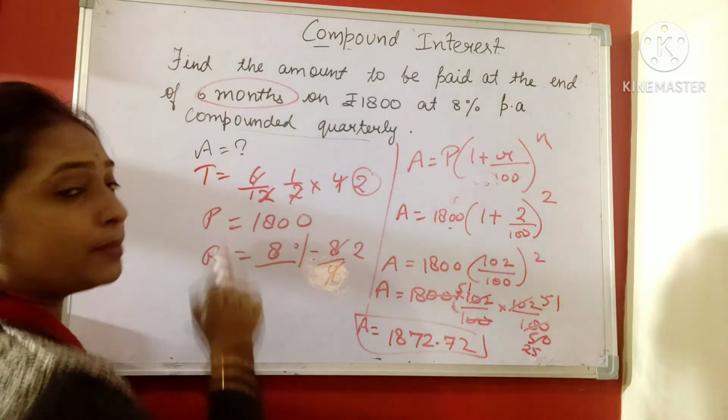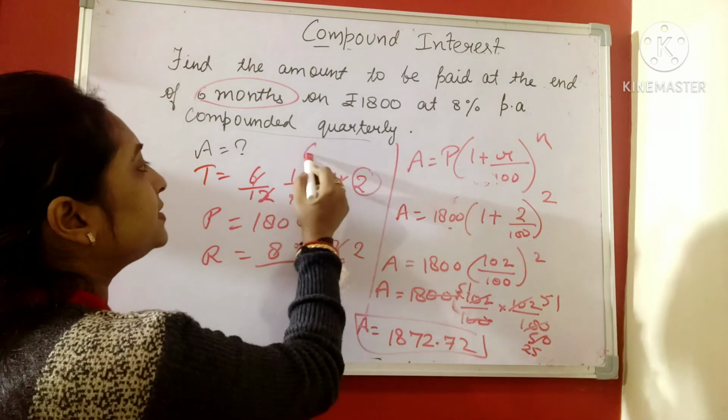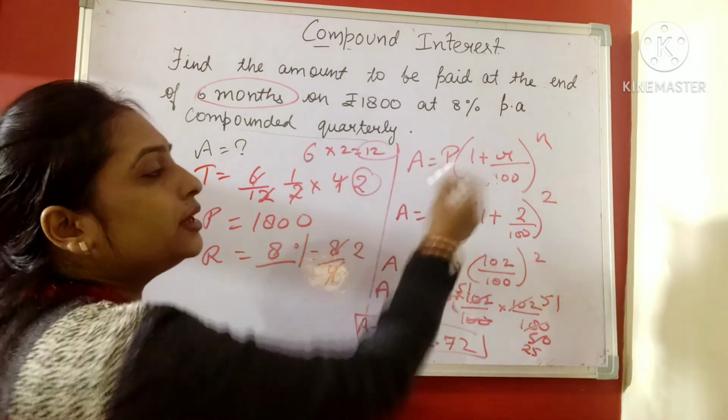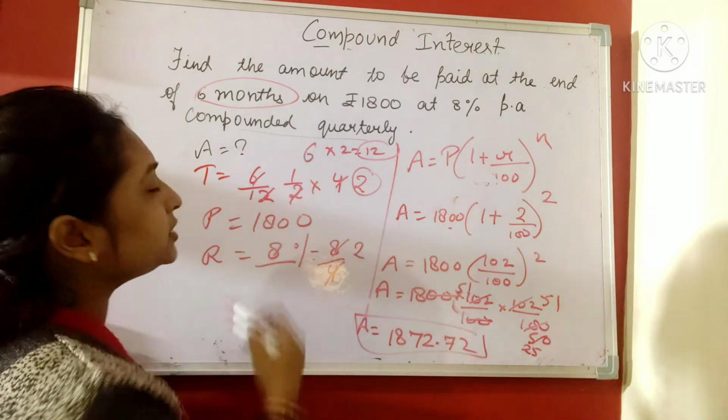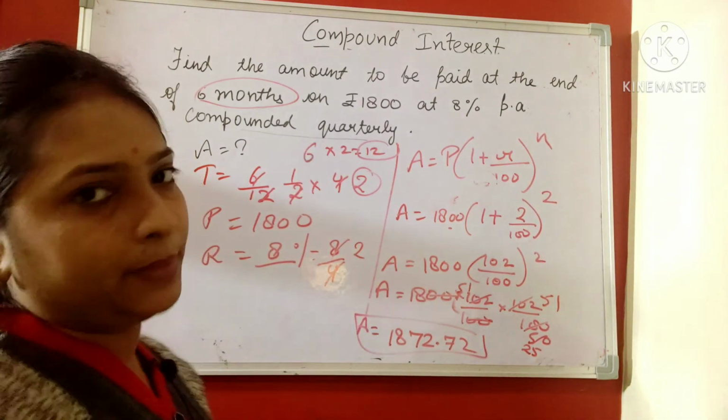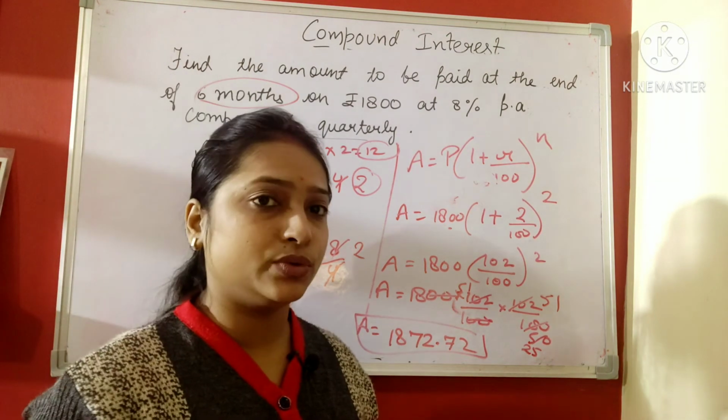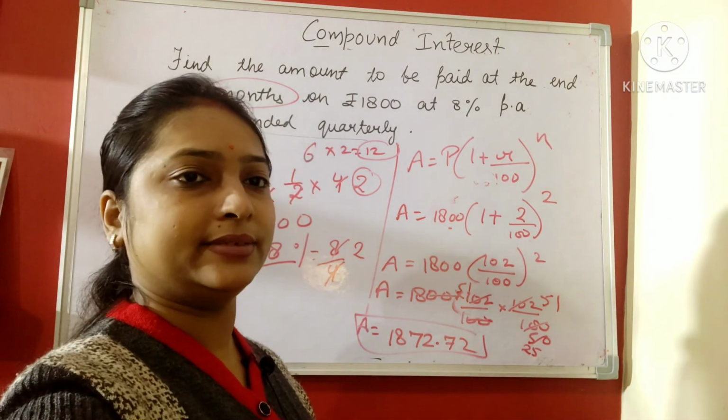You have to keep in mind, you only multiply by 2 or 4 when time is in years. If it is 6 months, please don't multiply 6 into 2 and take 12 as the time. Time is in years, so please convert it into years and then multiply by 4. Do not get confused here. Students make mistakes over here.